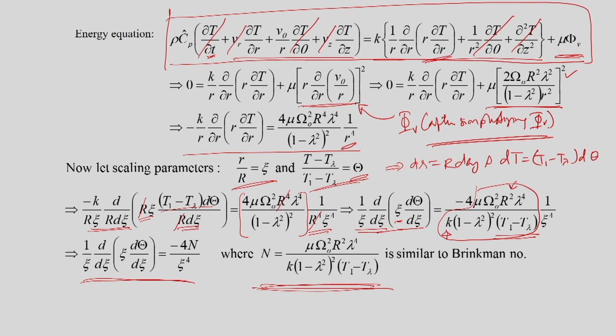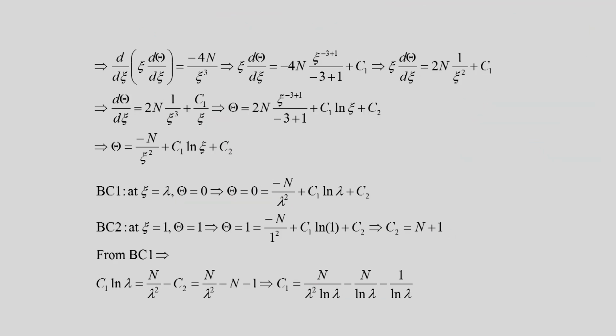Now here this ξ and this ξ⁴ we cancel out, so ξ³ remains. So this equation becomes d by dξ of (ξ dΘ/dξ) equals minus 4n by ξ³.